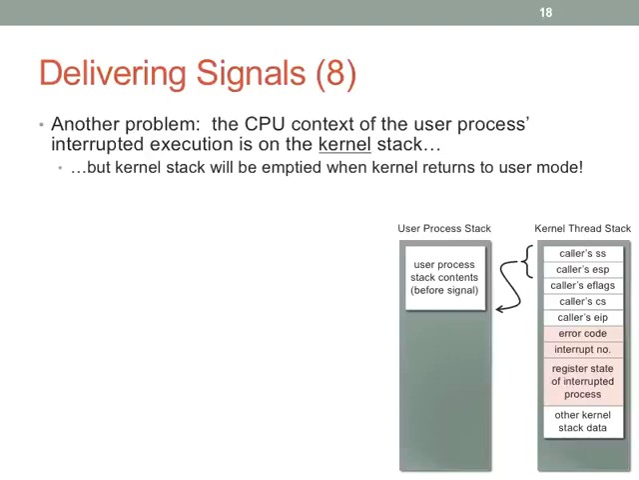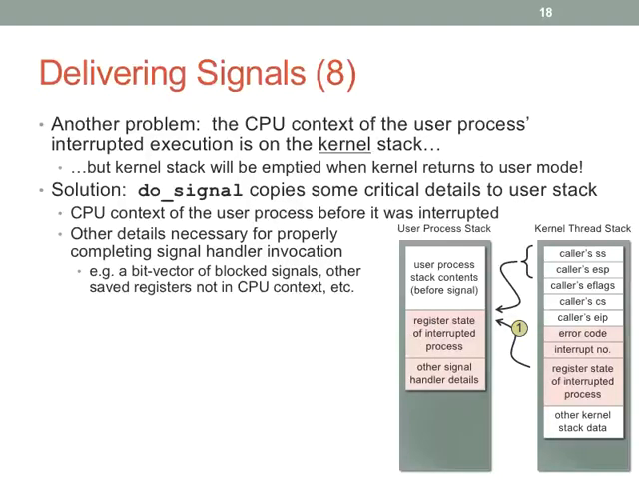So hopefully this information and the previous thing indicate what the solution will look like. We go ahead and create a new machine context, or I should really say we save the old machine context on the user process stack, because that'll be around. So we copy the CPU context of the process before it was interrupted onto the stack.